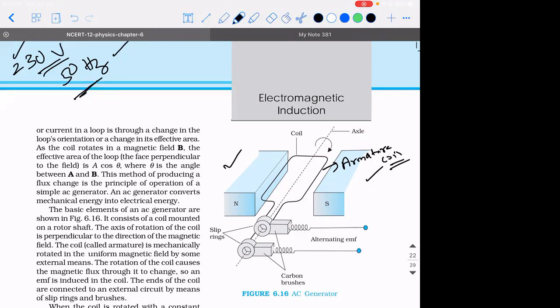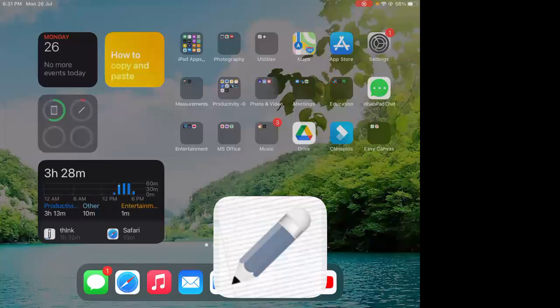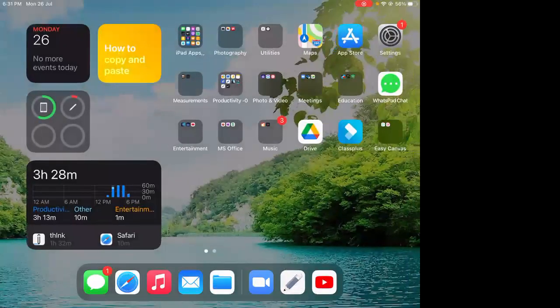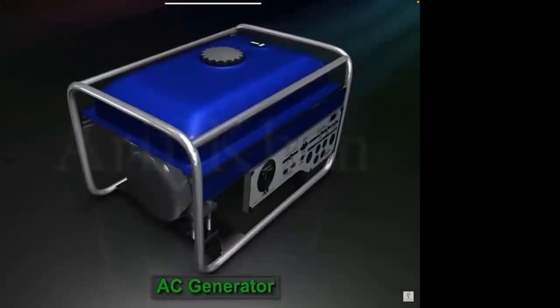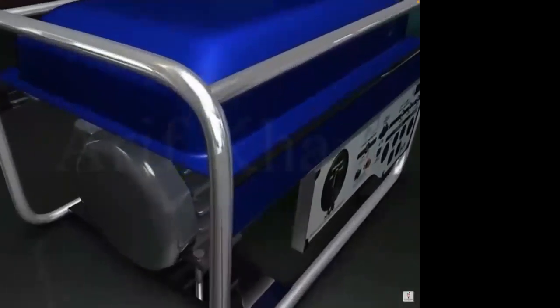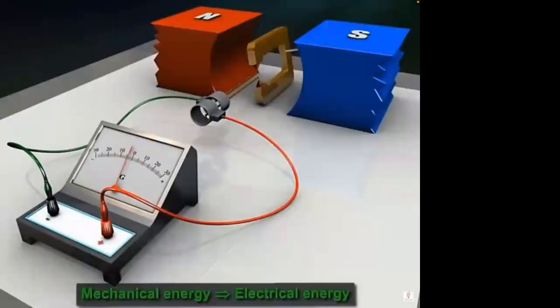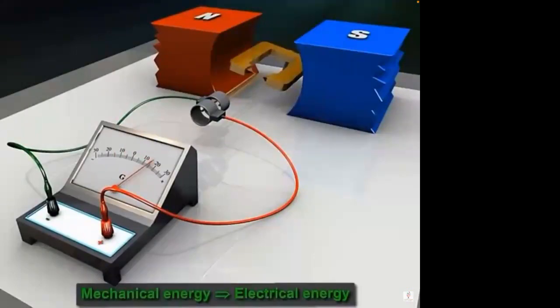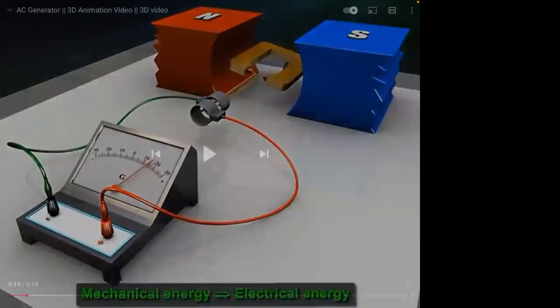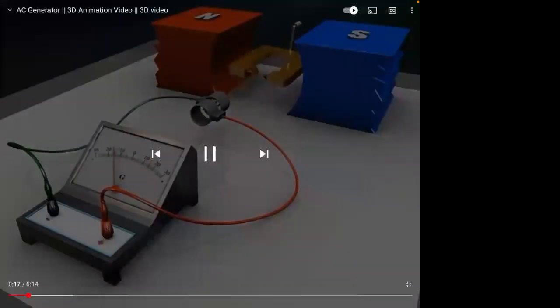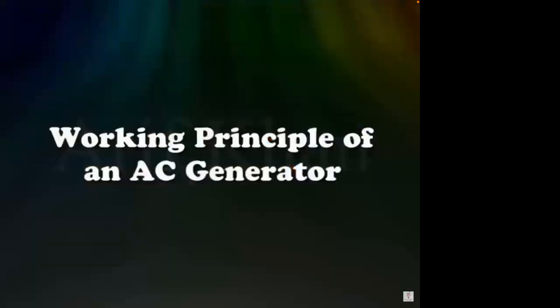Clear, guys? Then you have these slip rings and the alternate EMF is generated from here. Let me show you an animation. An AC generator is an electric generator that converts mechanical energy to electrical energy. Look at the galvanometer, guys. So its polarity keeps changing, in the form of an alternating EMF or alternating current.